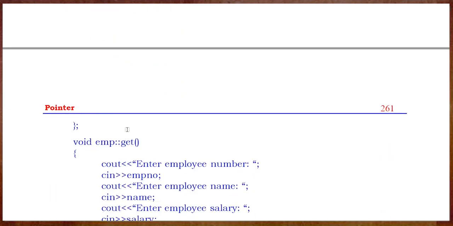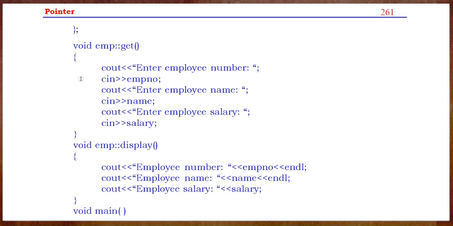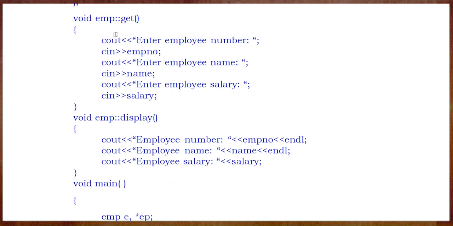Now this is a class definition, hence we have a function. So this is employee, and then this is the scope resolution operator. I think you're already familiar.